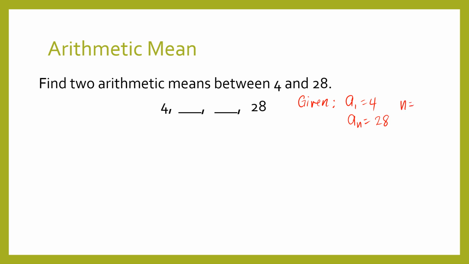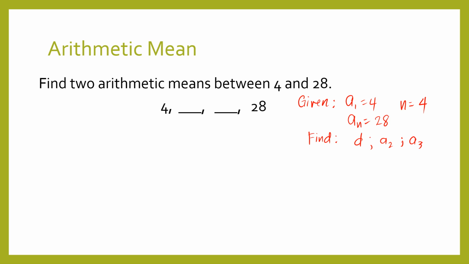Our value of n, if you see on your screen, is 4, because 2 extremes plus the 2 terms that you have to insert between these 2 extremes. So n is equal to 4. And what is being asked in the problem is the d, and of course, a sub 2 and a sub 3.